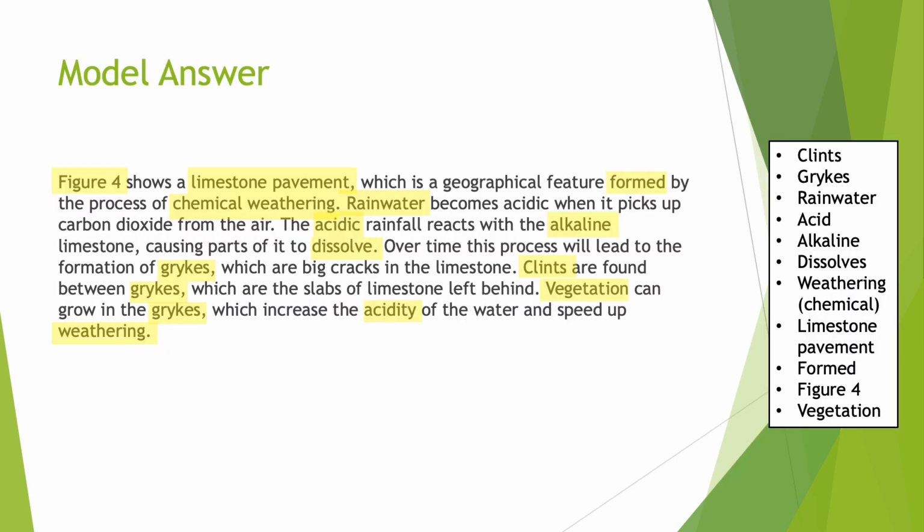Finally, let's have a look at a model answer. The answer you can see on your screens is worth the full 4 marks out of 4. As you read through the answer, you will see that all those key words, that key geographic vocabulary that we were aiming to use, has been highlighted throughout the text. You will see that this model answer clearly gives at least 4 correct points that explain how that limestone pavement has been formed.